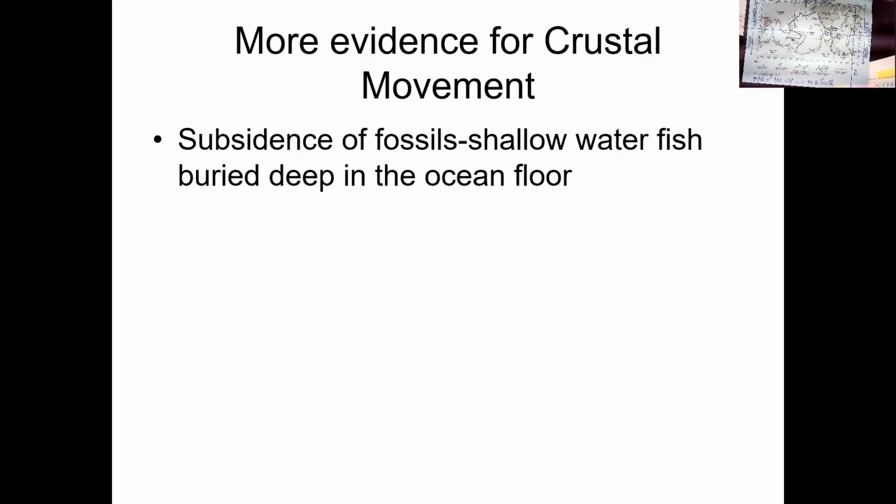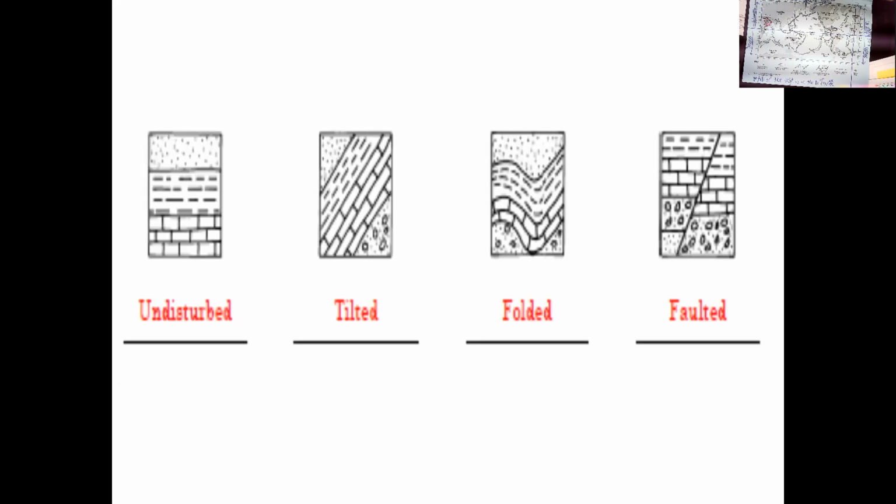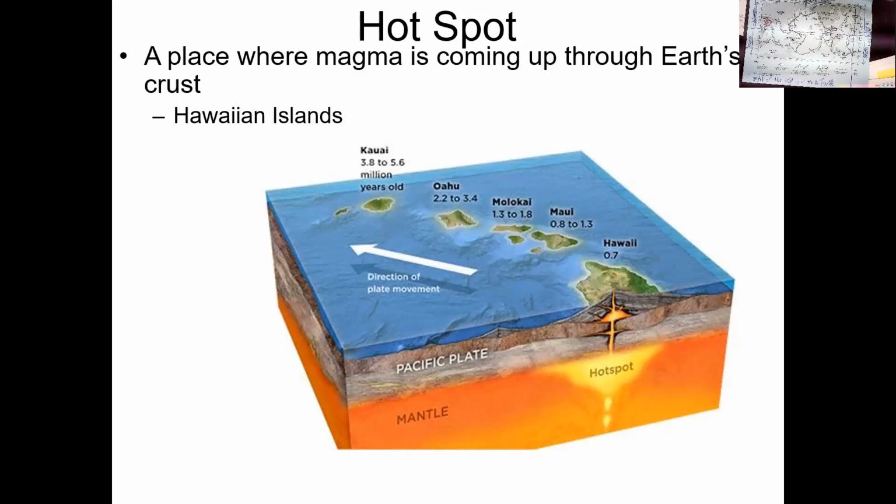So the last thing we have to learn about is hot spots, and then we are done. Hot spots are exactly what they sound like. They are spots that are hot. It is a place where magma is coming up through the Earth's crust. And I have a quick video to show you for this one.